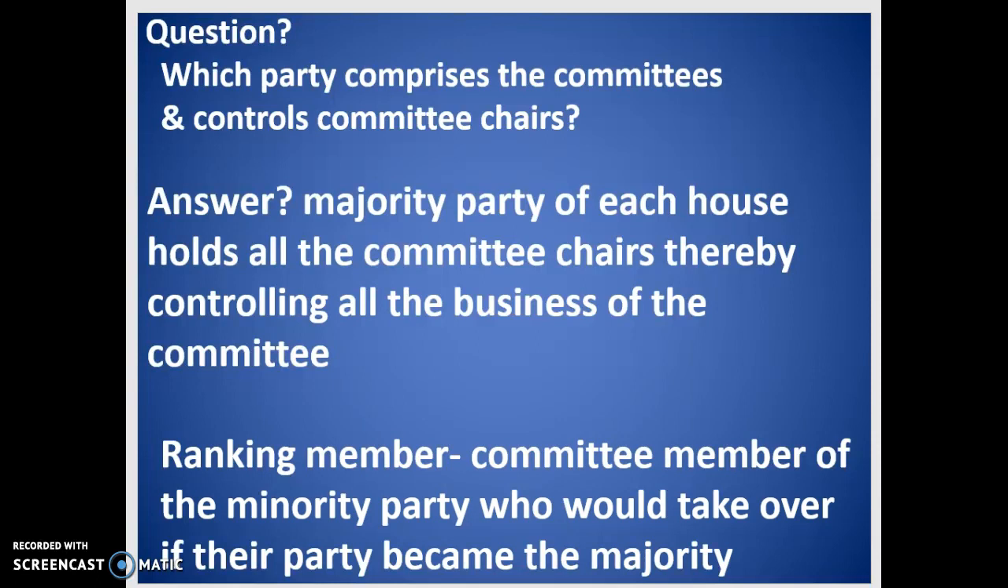Which party comprises the committees and controls committee chairs? The majority party does. This is why it's so important to be the majority party, and why Democrats are working so hard trying to take back control of the House and the Senate, and why Republicans are trying to keep control of the House and the Senate. Because you control the committees, you control the committee chair. You're always going to have a majority on the committee. You're always going to have the committee chair.